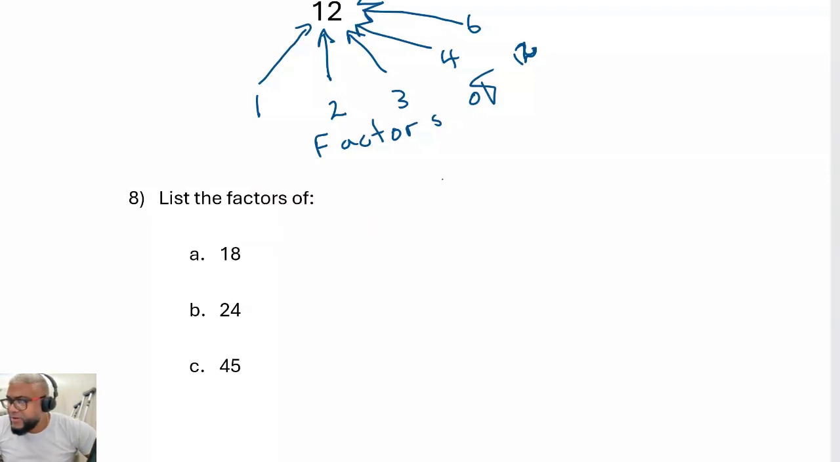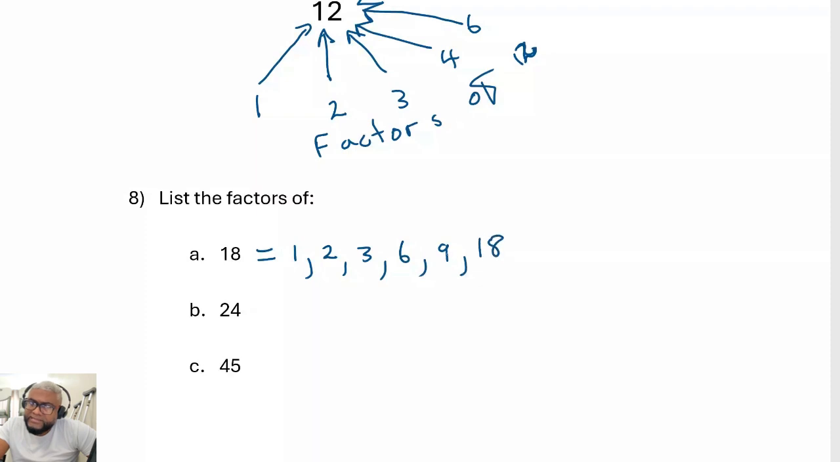Factors of 18. Let me go, Zaya. What are the factors of 18? Always start with 1. So it's 1, what else? 2, 3, yeah. 6, excellent. 1, 2, 3, 6. No, you missed out one. 9. And then 18. Right? Excellent.